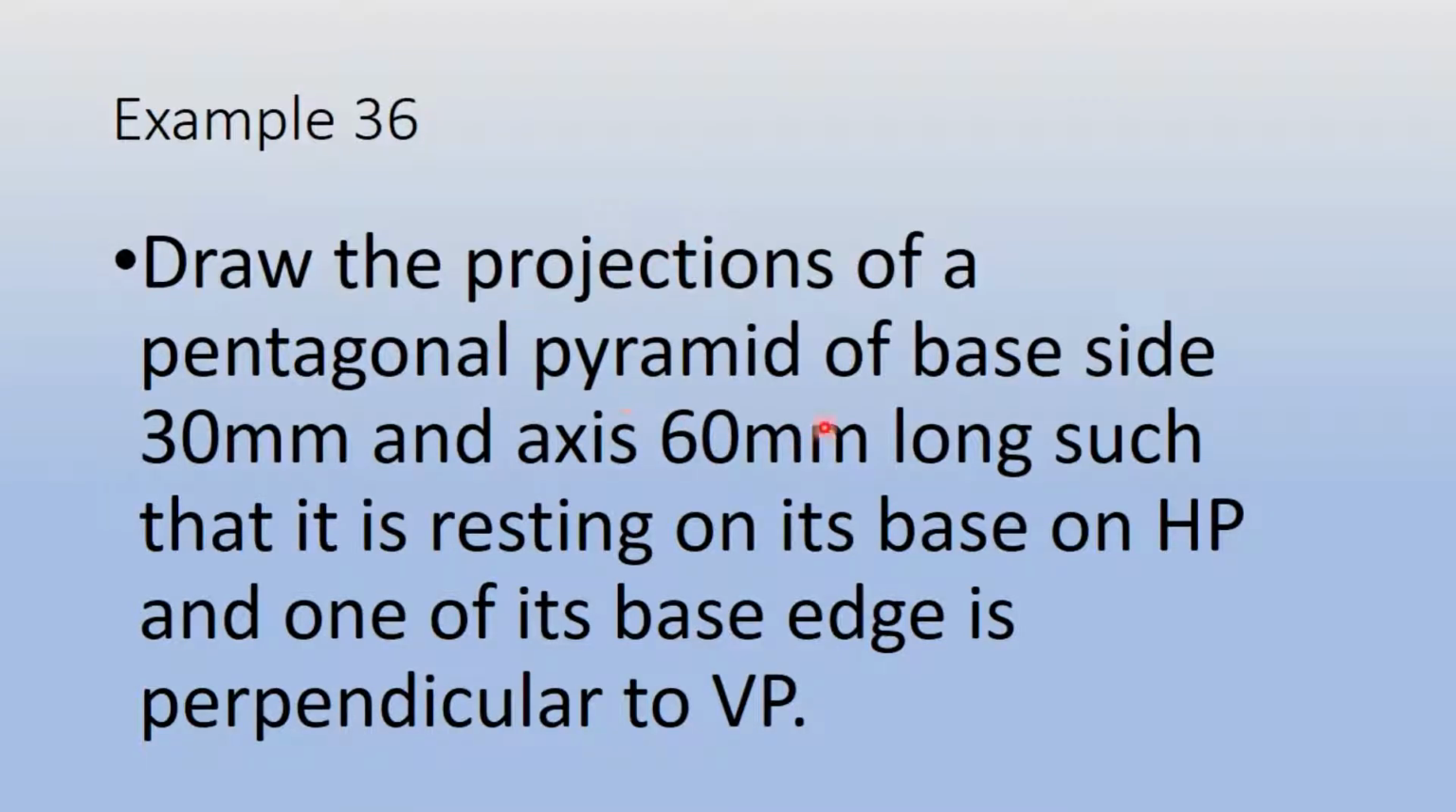Example 36. Draw the projections of a pentagonal pyramid of base side 30 mm and axis 60 mm long, such that it is resting on its base on HP and one of its base edges is perpendicular to VP. Now here, observe that we are going to have a pentagonal pyramid. The solid here is a pentagonal pyramid and the base side is 30 mm and the axis height is 60 mm.